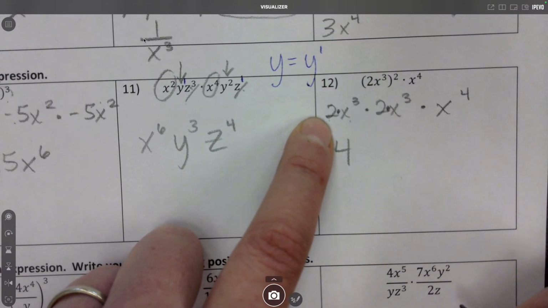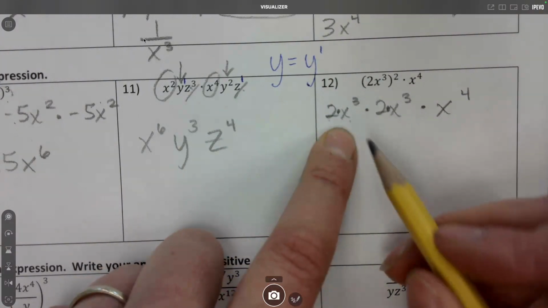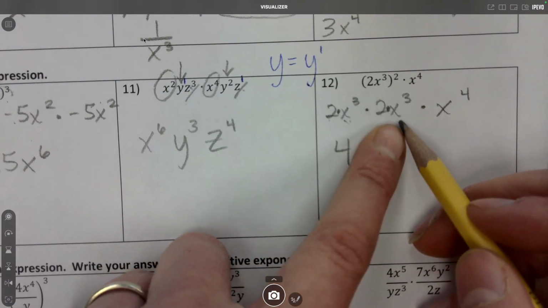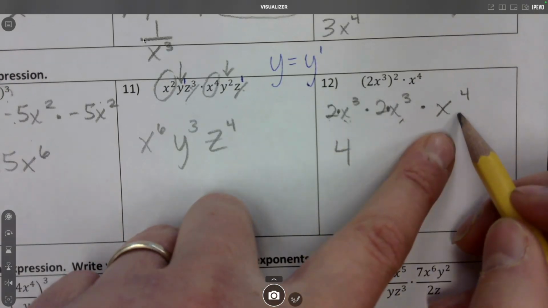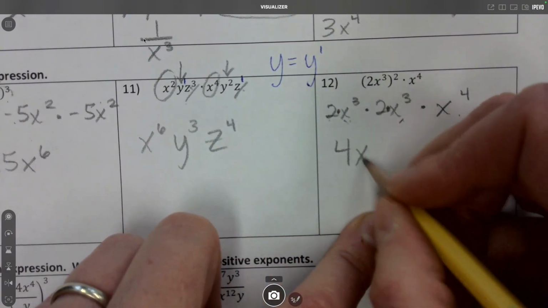And then I want to think about how many factors of x we're multiplying all together. I have 3 of them here, and 3 more make 6. And then this would give me 4 more x's. That's going to be x to the 10th power.